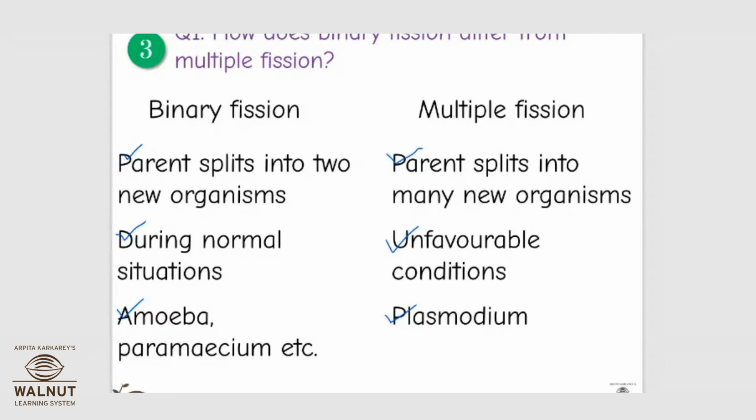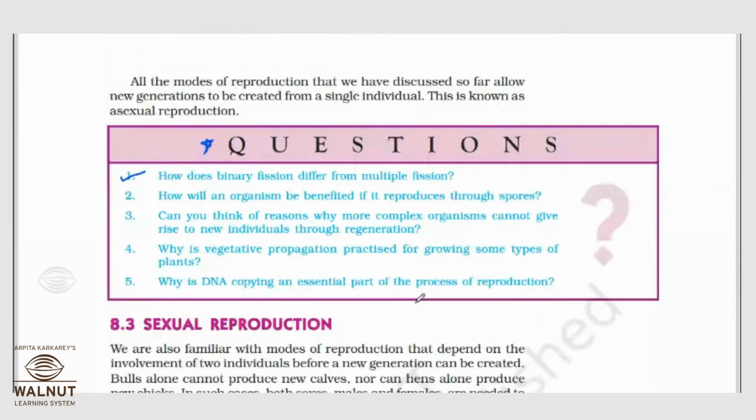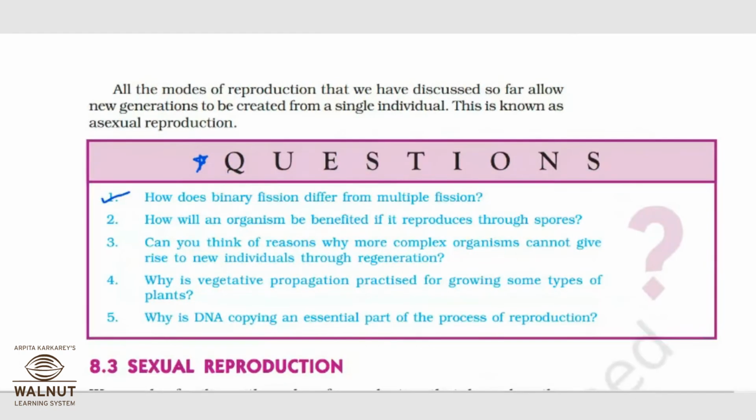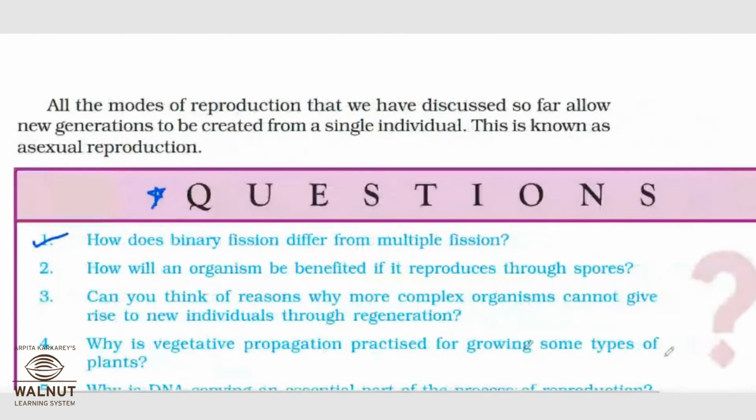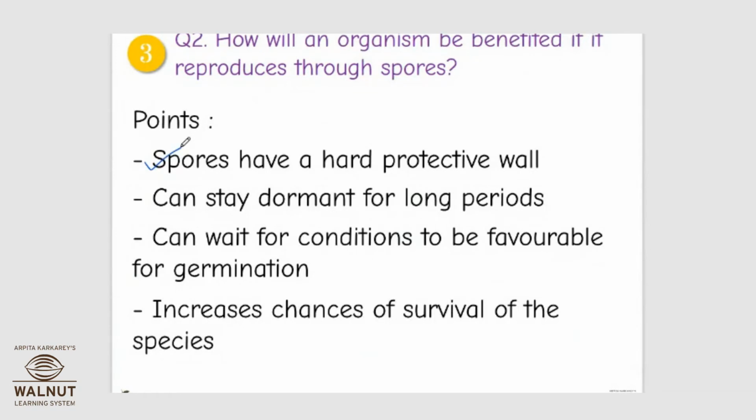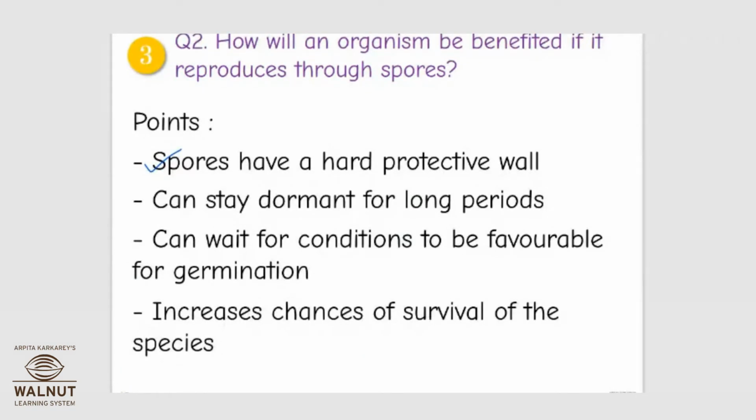The next question, question number 2. How will an organism be benefited if it reproduces through spores? See here, the answer is given to you in points. It will be good if you elaborate these points in your own words. Don't just copy word to word as given to you.